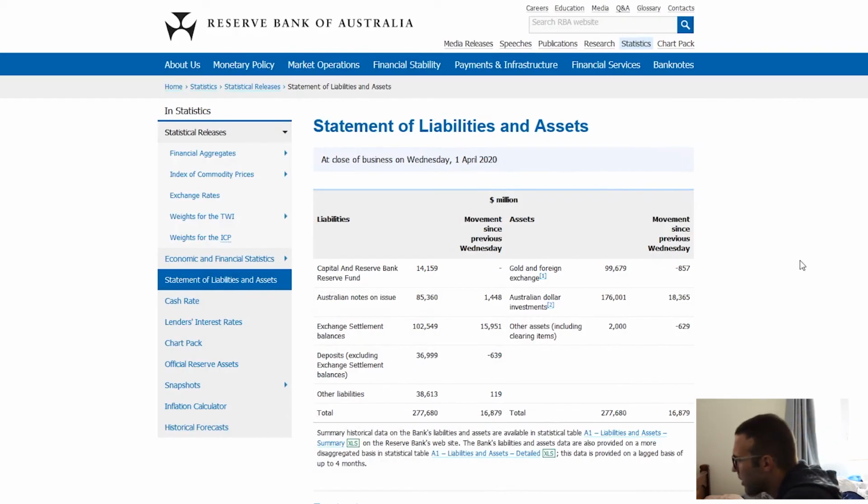Actually, as an addendum to my video, what I thought I'd do is show the statement of liabilities and assets for the actual Reserve Bank of Australia. I don't know why liabilities is on this side of the sheet. It should be on this side, but here we have liabilities, here we have assets. Like I was saying, the total 277,680, 277,680. The other thing is they've got in here movement since previous Wednesday, 16,879, on the assets, sorry.